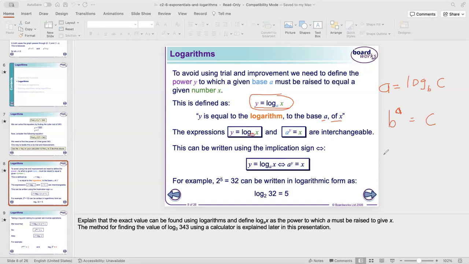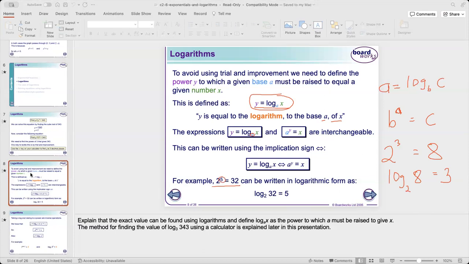So if you have 2 to the power of 3 equals 8, and you want to write this as a log, it's going to be log base 2 of 8 equals 3. Just similar to this one too, this 2 is going to be the base, and the answer is what it is equal to.